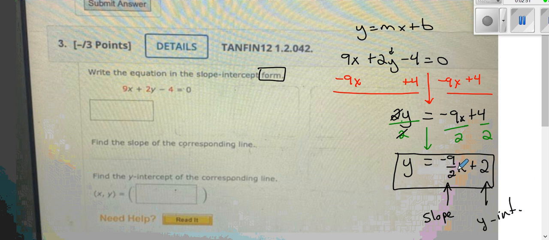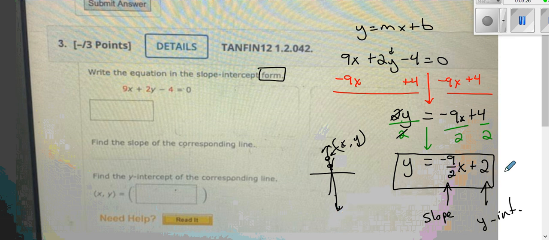So this line, every xy combination that works for this equation, would all line up perfectly and would cross the y-axis at 2, and it would be going down 9 and to the right 2. So even though you're not graphing it right now, it means that: it's going to cross the y-axis at 2, and then it's going to go down 9 and to the right 2. So it's a line, and every single xy pair that would actually work in this equation would all line up perfectly.